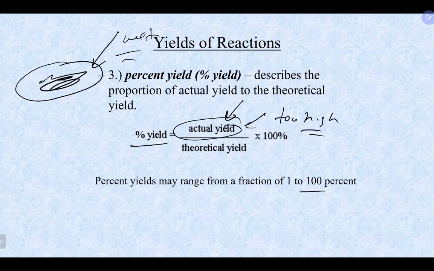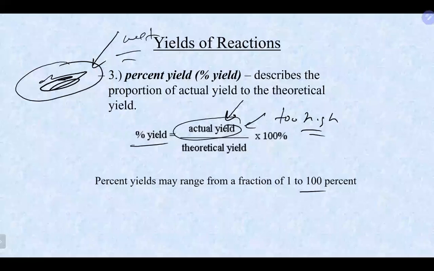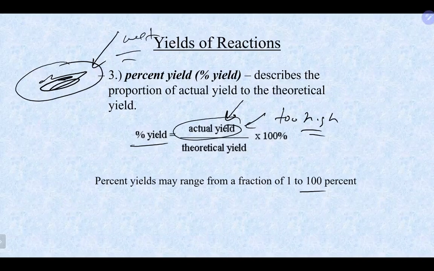Now, the good news is that in book problems, the actual yield is typically given to you. Somewhere in the problem, they'll say, hey, this is actually what you produced. Obviously, in a laboratory situation, you would find it yourself. But in book problems, it's usually given. So the theoretical yield is typically the one you need to find, and you need to find it either through a regular stoichiometry problem or a limiting reagent type problem.